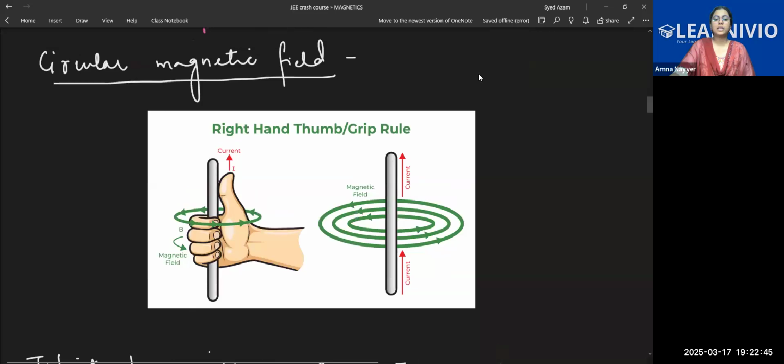Now coming to the circular magnetic fields. If you have a circular magnetic field, your thumb should point towards the direction of current as if you're holding it, right? As if you're holding it. And the rest of the fingers which are getting curled, they will show the circular field, right?